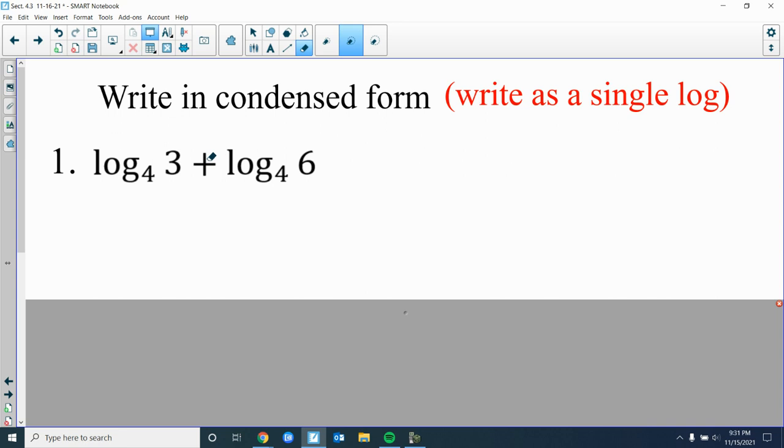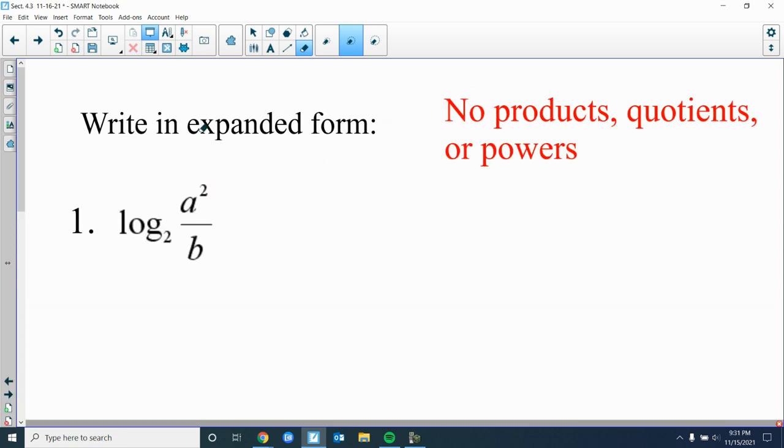Okay, two things you're going to see with logs. One is going to say write in condensed form. Next one will be write in expanded form, basically going from one to the other.